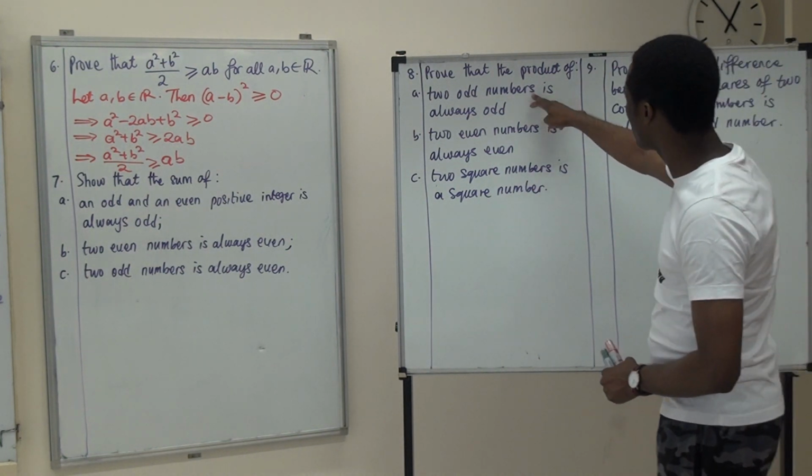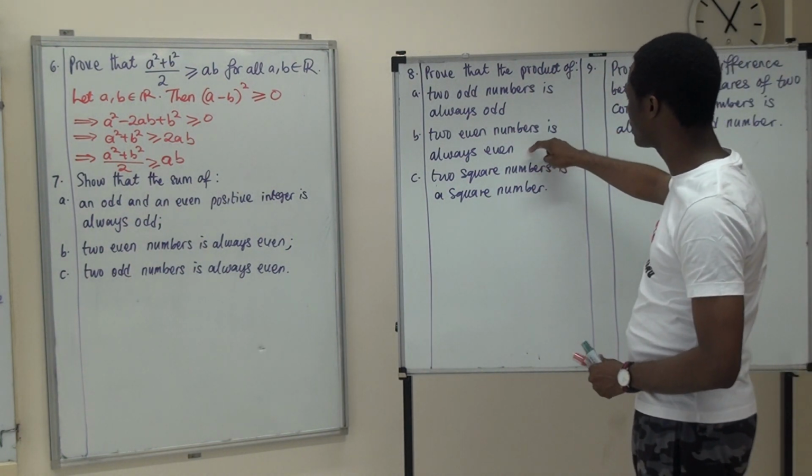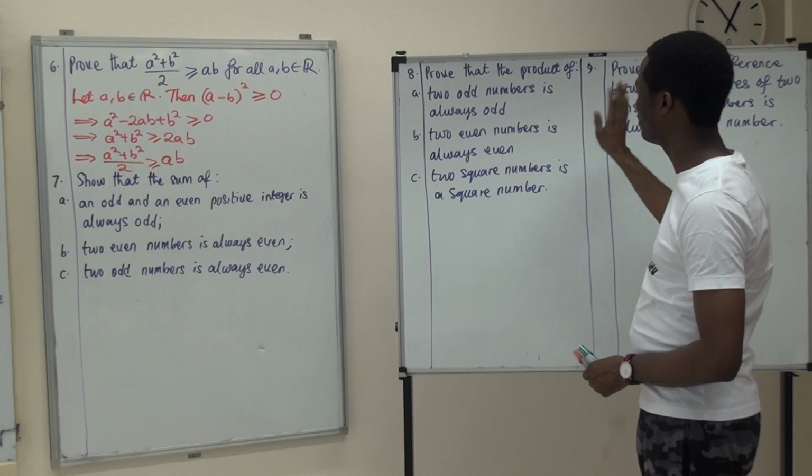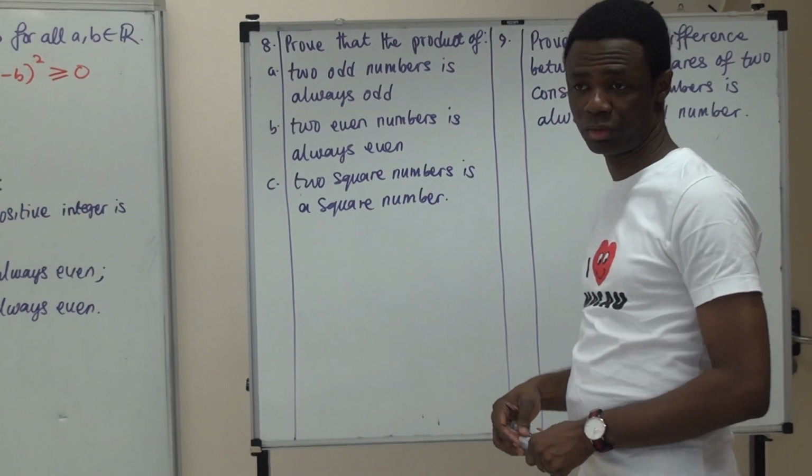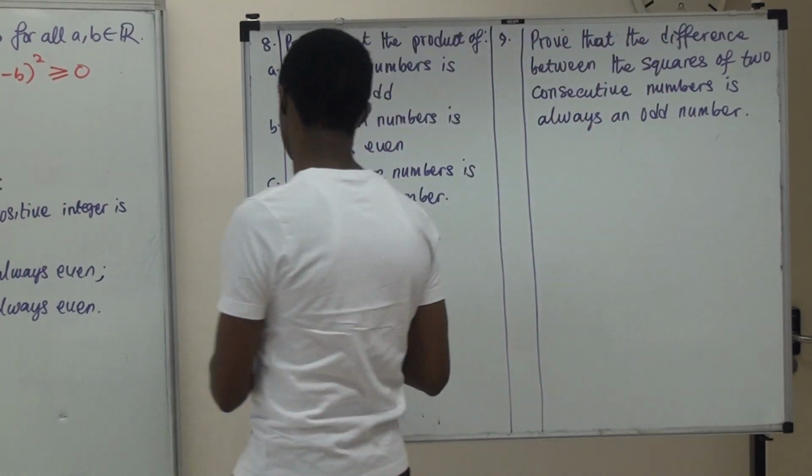So now, product of odd is always odd, product of even is always even, and this one is the cheapest of them, we don't need to worry. So how about we do product of odd? Okay, so we do A. Let's do the A part together.